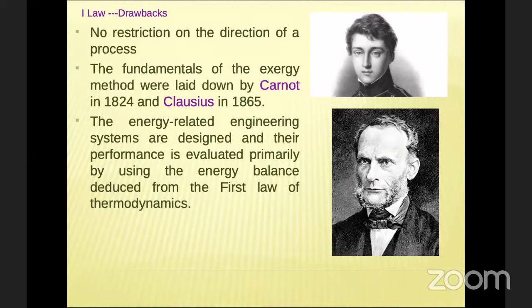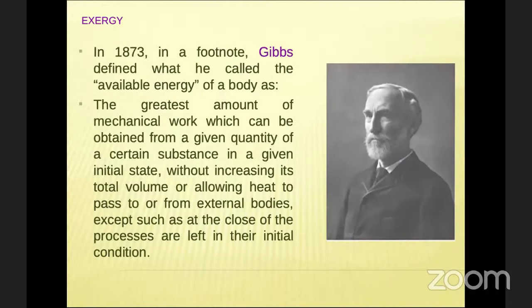As I already told, Clausius only first introduced the term exergy, but in 1873, Gibbs, everybody knows the Gibbs phase rule, defined a parameter called the available energy of a body. What does this available energy stand for? It is the greatest amount of mechanical work which can be obtained from a given quantity of a certain substance in a given initial state without increasing its total volume or allowing heat to pass to or from external bodies, except such as at the close of the processes are left in their initial condition. So there will always be some energy within the body that he coined as available energy.